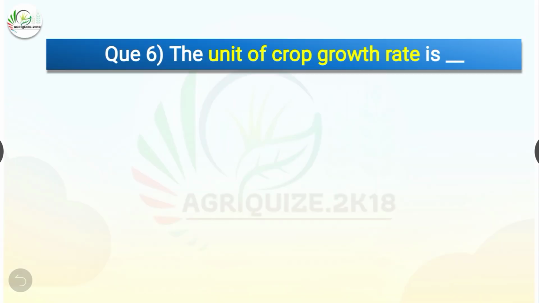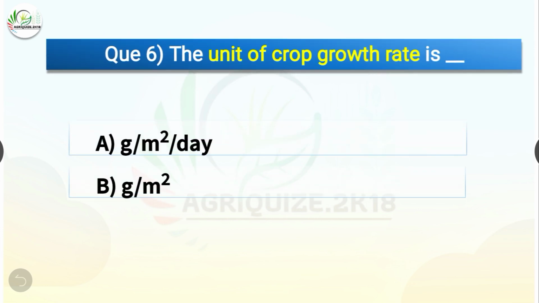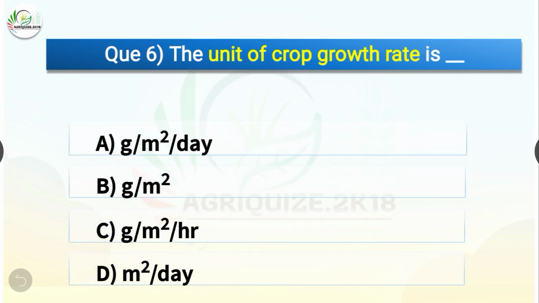Question number 6. The unit of crop growth rate is dash. The options are gram per meter square per day, gram per meter square per hour or meter square per day. The correct answer is option A, gram per meter square per day. So the unit of crop growth rate is gram per meter square per day.